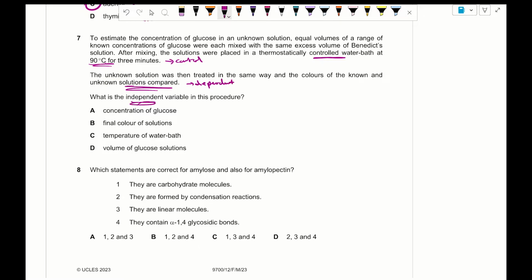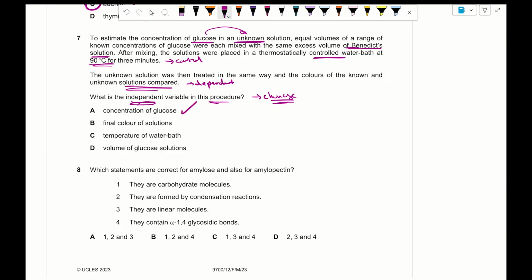What is the independent variable in this procedure? The independent variable is the change variable. So let's see the suggestions that we have here. A. Concentration of glucose. Here, the question states unknown solution, so glucose concentration in an unknown solution. And we are measuring the glucose concentrations by the color of the Benedict solution. Therefore, the change variable, or the independent variable in this case, is going to be the glucose.